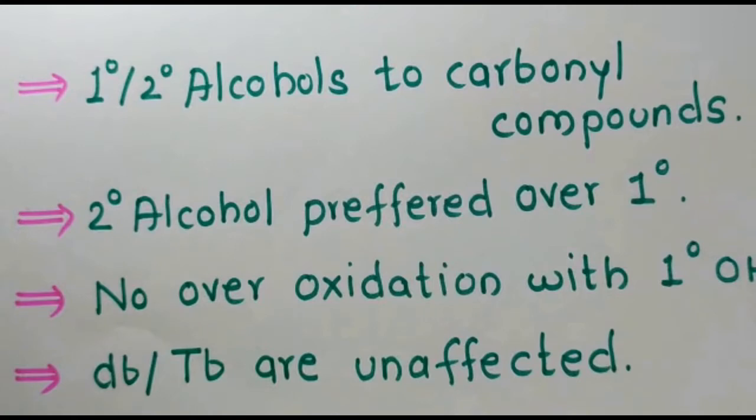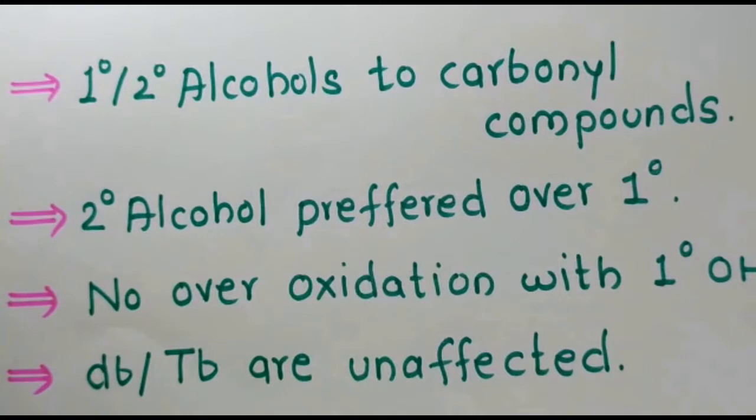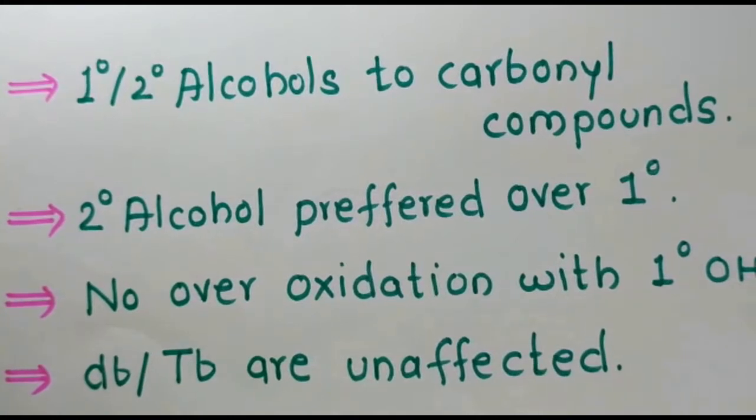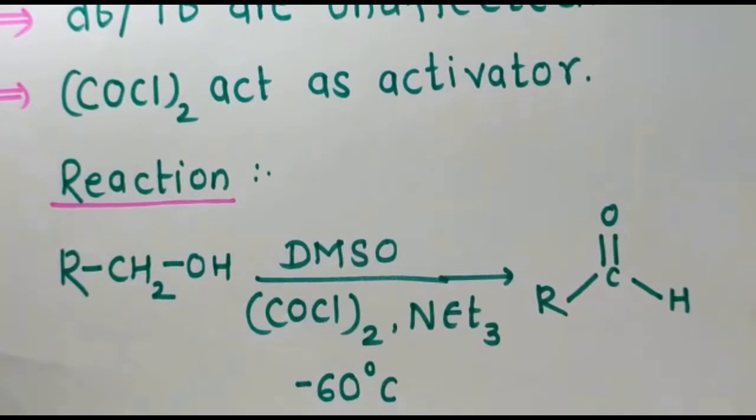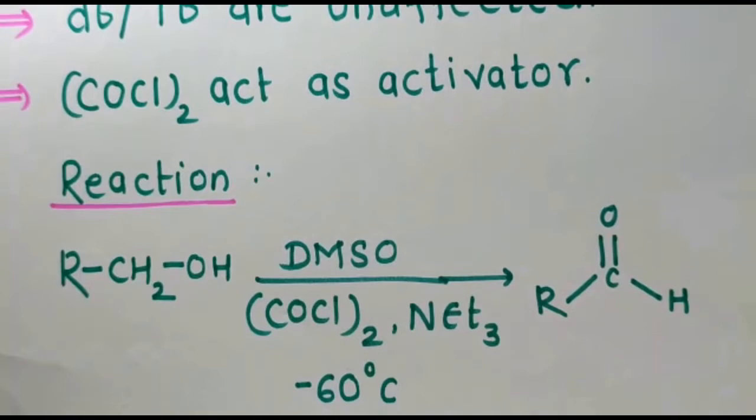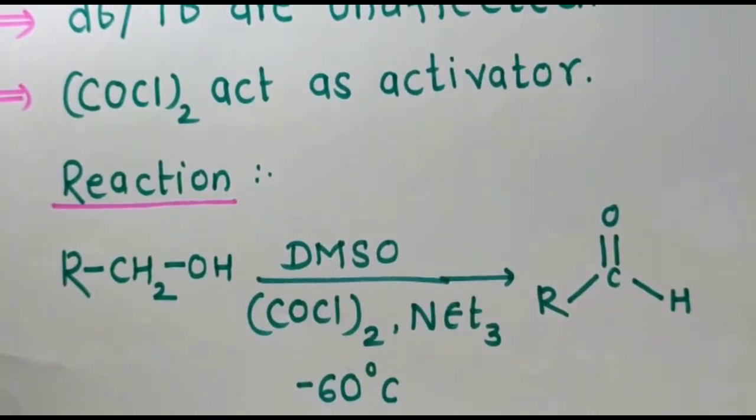And remember that this anhydride or this oxalyl chloride acts as an activator for the Swern oxidation. This is the general reaction. Here you can see that the primary alcohol is present, dimethyl sulfoxide is present, and oxalyl chloride is present as an activator, and the temperature for this reaction is minus 60 degrees Celsius. The temperature is very important. Above minus 60 degrees Celsius, the reaction is explosive. So this primary alcohol gets oxidized to the aldehyde.